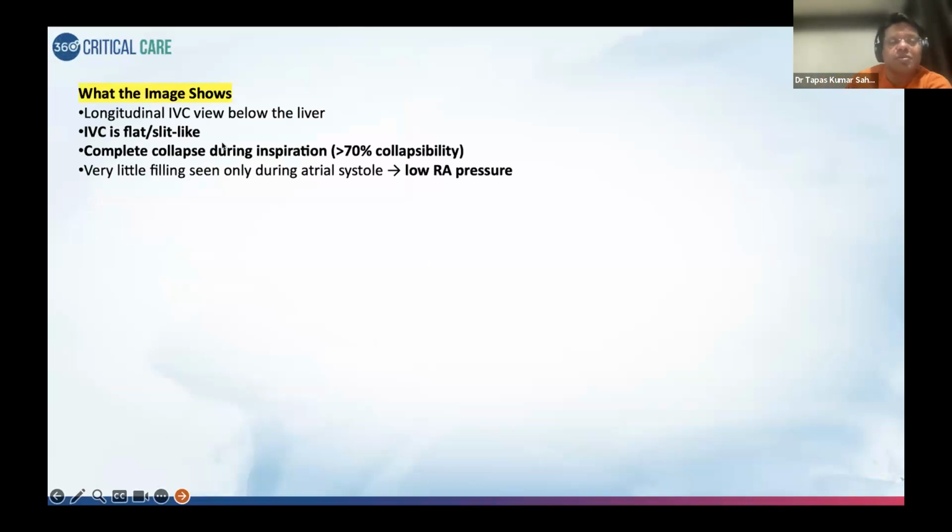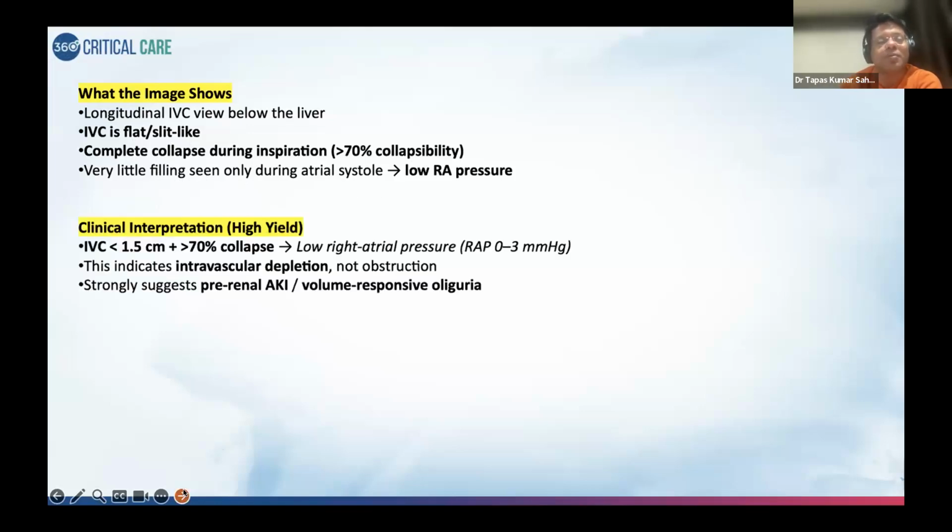So it's a longitudinal IVC view below the liver. IVC is flat or slit like, complete collapse during inspiration, more than 70% collapsibility, very little filling seen only during atrial systole. That is indirectly evidence of the low RA pressure.